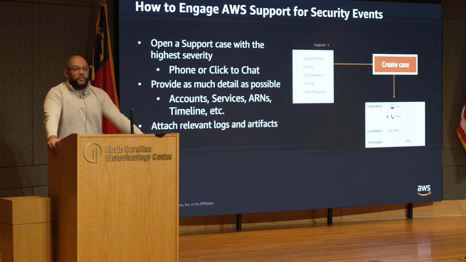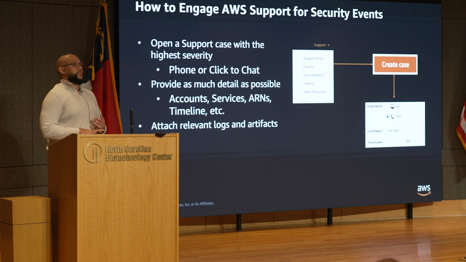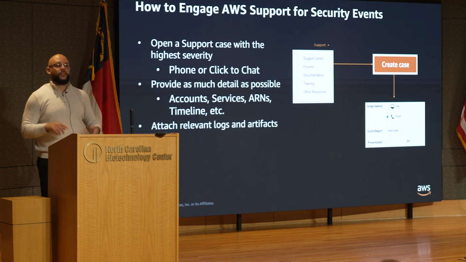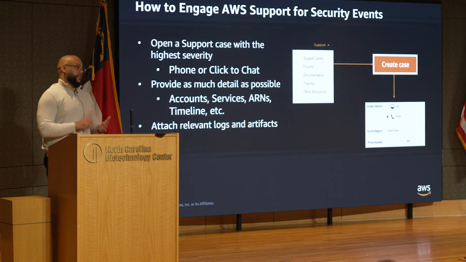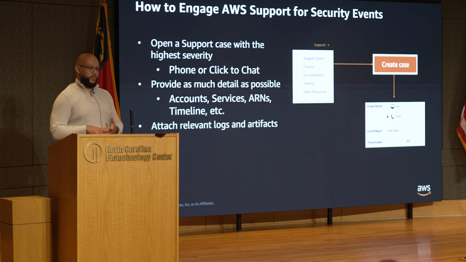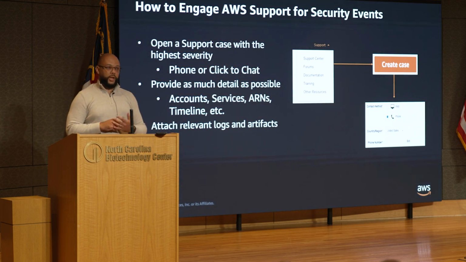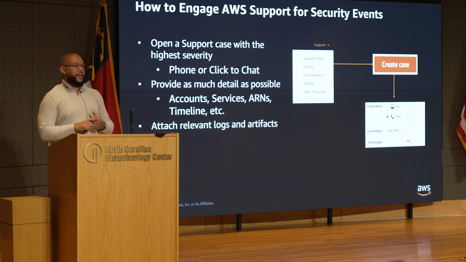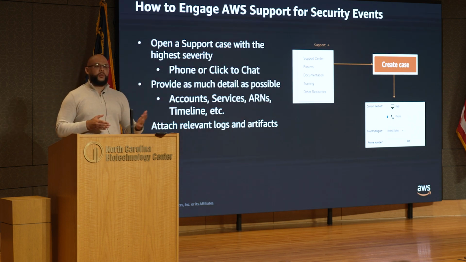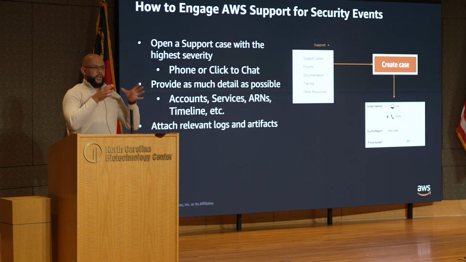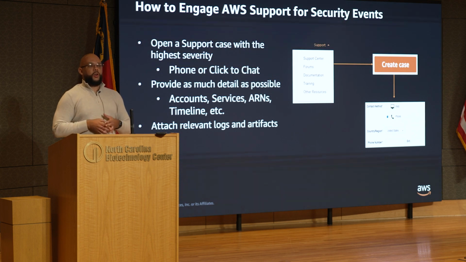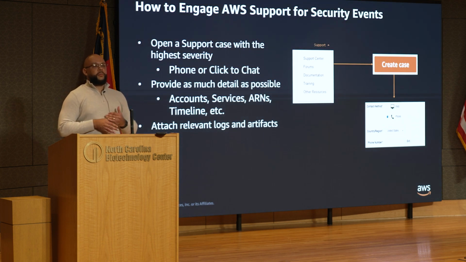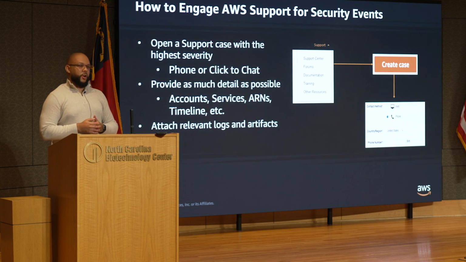Within your support case, provide as much detail as possible. So, any accounts that are in scope, services, ARNs, which is basically the unique identifier for any principals or resources within your AWS account. The timeline. When did I first see this particular event? Do I have a basic summary of what's going on? More information, the better. And then finally, any type of relevant logs and artifacts.